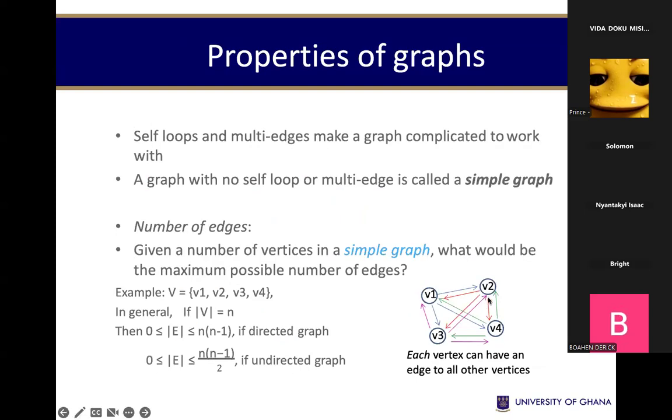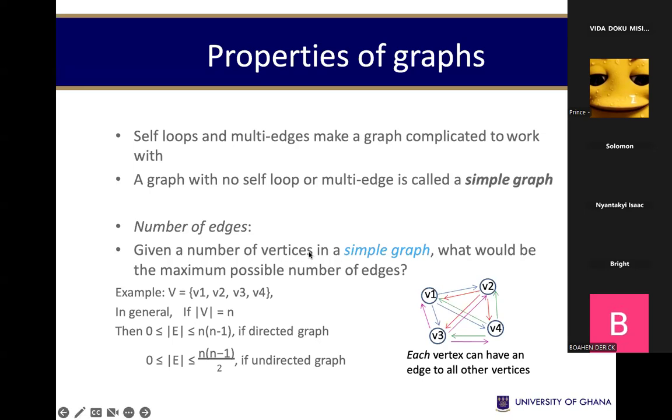We look at the properties of graphs. In this case, I can say that self-loops or multi-edges make a graph complicated to work with. If you're dealing with a simple graph, then we are saying that there's no self-loop and no multi-edge. So that's a typical example of a simple graph, right? There are no complications in terms of the connections.